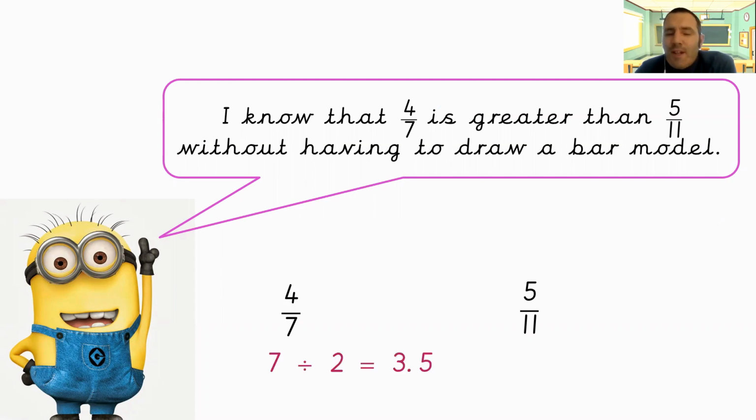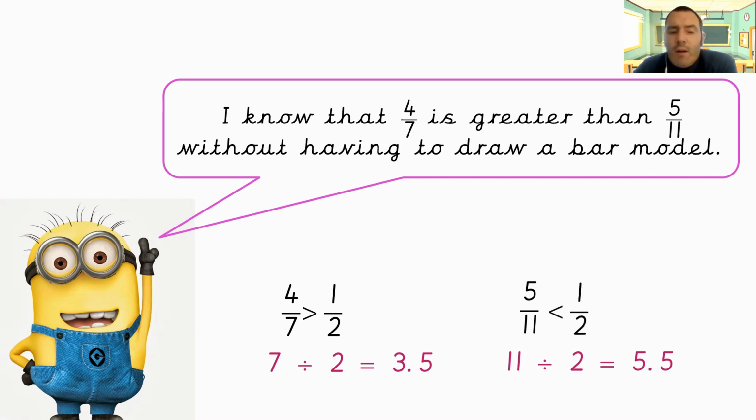I can roughly divide. 7 divided by 2 is 3.5. So I know it's greater than half because I know on a number line, 3.5 is less than 4. So 4/7 is greater than 1/2. If I look at 5/11, 11 divided by 2 is 5.5. 5/11 is less than halfway.